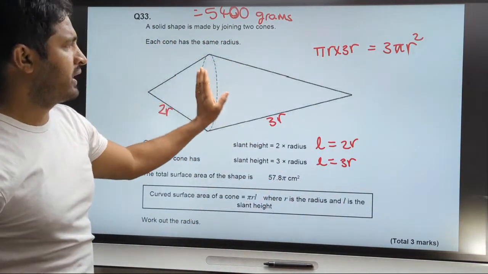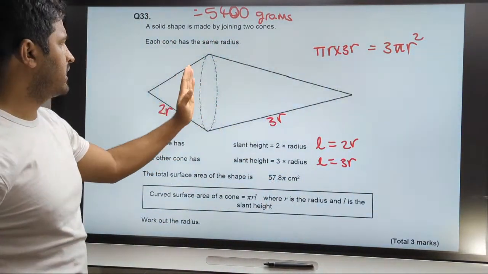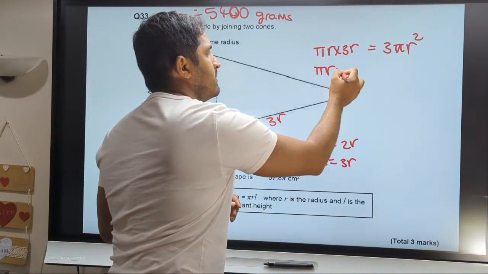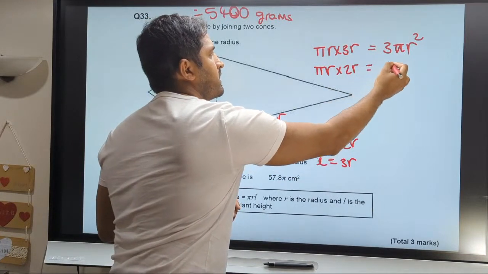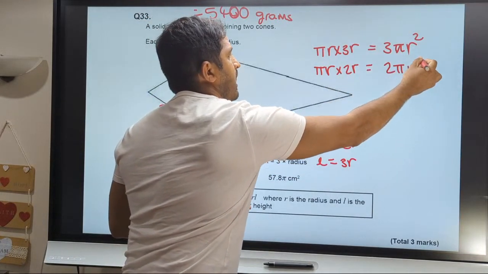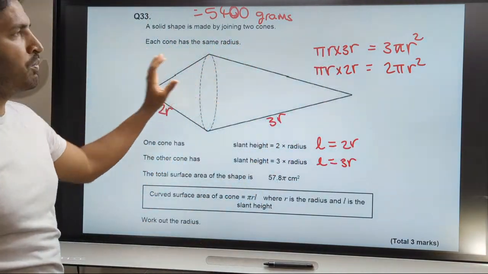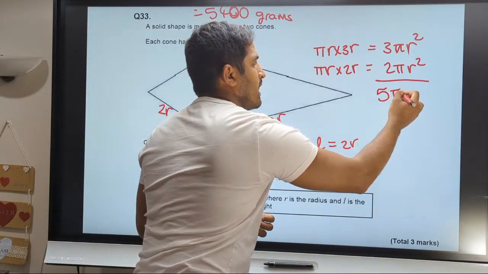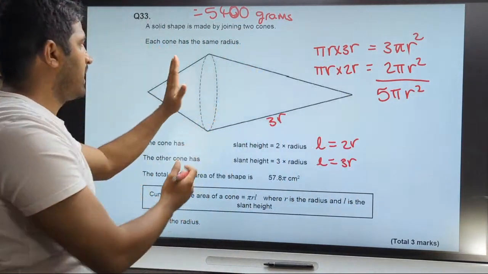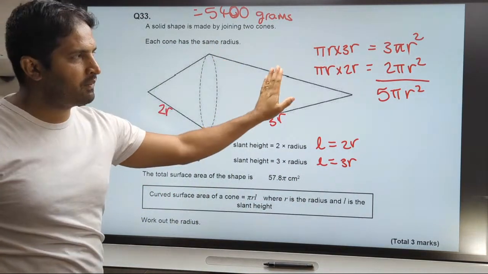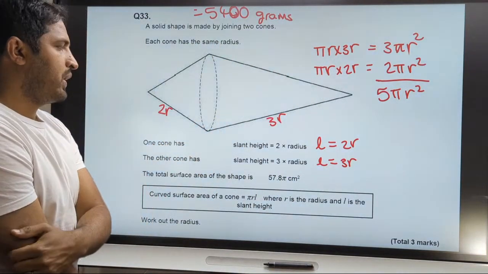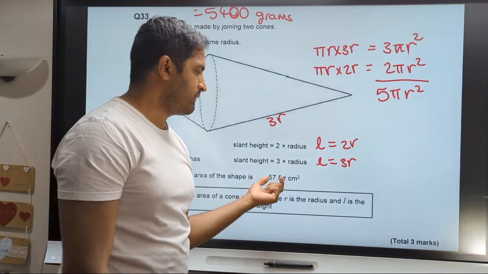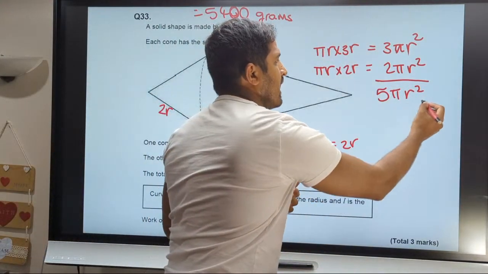That's that surface area, and the surface area here is the same thing again, pi times R times L, which is 2R. So we can say that would be 2πR squared. So the total surface area, if you put both cones together, will give you 5πR squared, because you're adding those. Added this cone and that cone gives you 5πR squared. And now 5πR squared should be exactly the same as 57.8π.